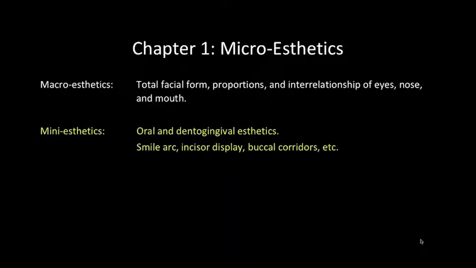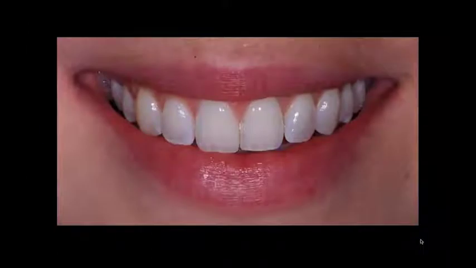From there, what we would do is to start thinking about mini aesthetics. And with mini aesthetics, we're now starting to focus in on the smile. So we're looking at the oral and dental gingival aesthetics, looking at smile arc, incisor display, buccal corridors. So we'll look at this photograph here. And so here you see a pleasing smile where the smile zone fills in the buccal corridors nicely. We have a nice flow of the arch. The incisal edges mirror the contour of the lower lip. We have a nice balance of gum tissue and white tooth structure, so nice, what I would call pink and white aesthetics.